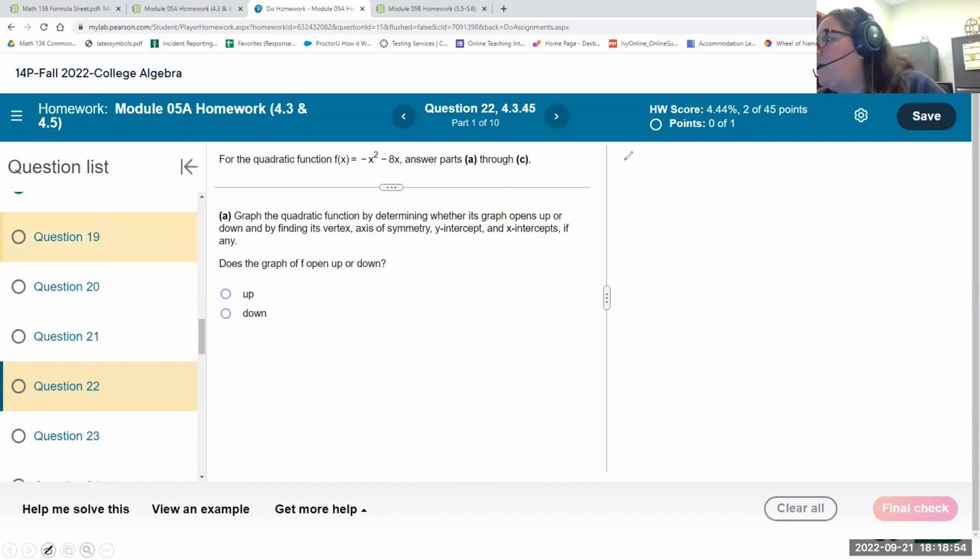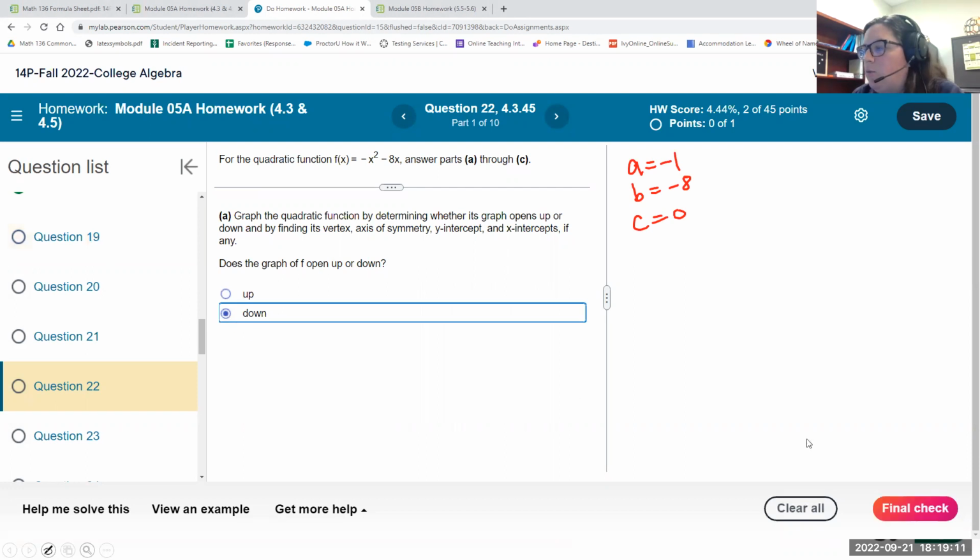So starting out here, I have -x squared minus 8x. So A is -1, B is -8, C is 0. Just to kind of get that settled. So A is negative. That means it's going to open downward.